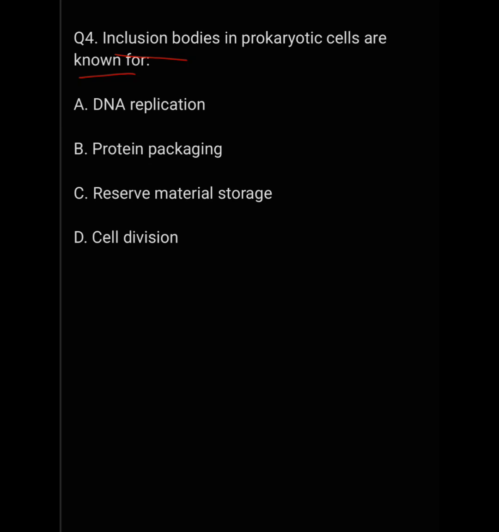We all know that inclusion bodies are also known as storage bags and they store the reserve material. Option C.